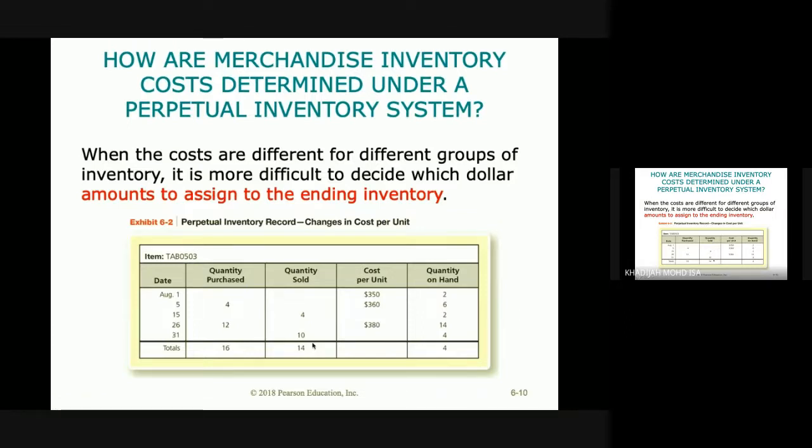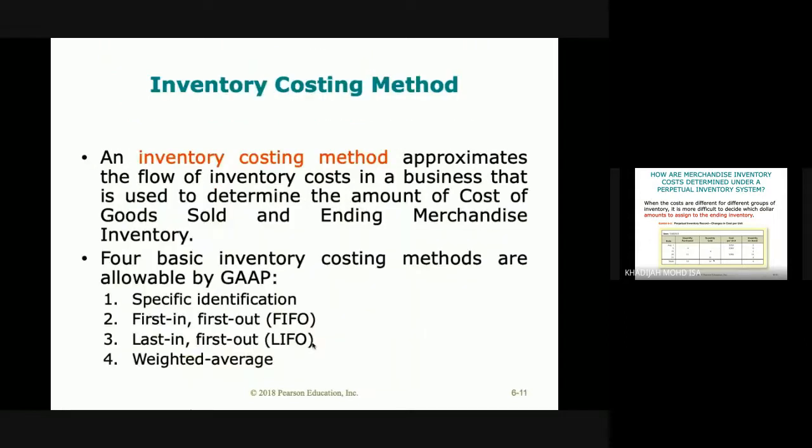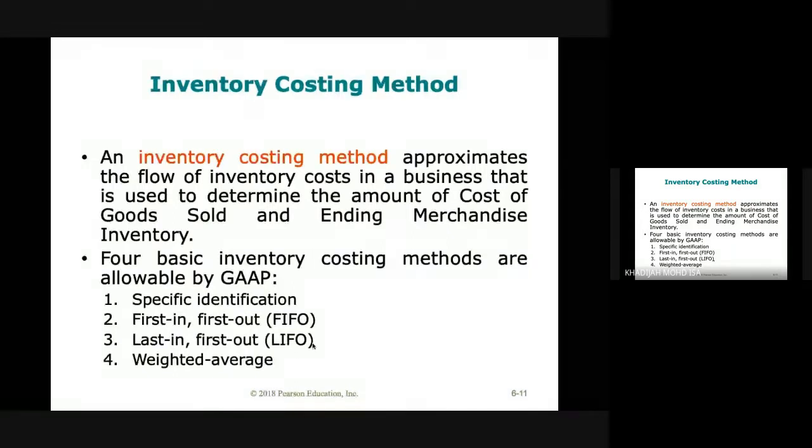You get that? Okay. So that's why they come up with the costing method, right? Inventory costing method. An inventory costing method approximates the flow of inventory cost in a business and is used to determine the cost of goods sold and your ending inventory. 4 basic inventory costing methods are allowable by GAAP. One is specific identification. Second one is first in, first out, we call it FIFO. And last in, first out, LIFO. And then we have the weighted average.